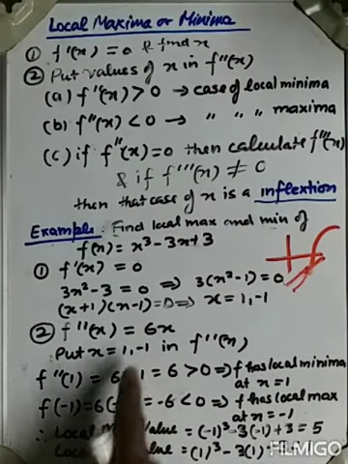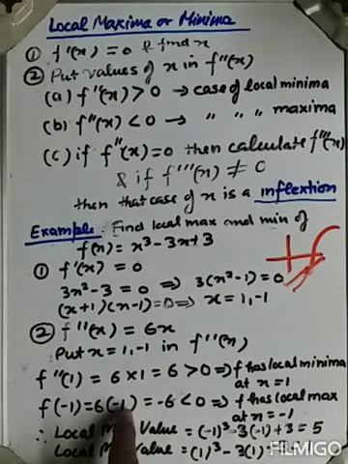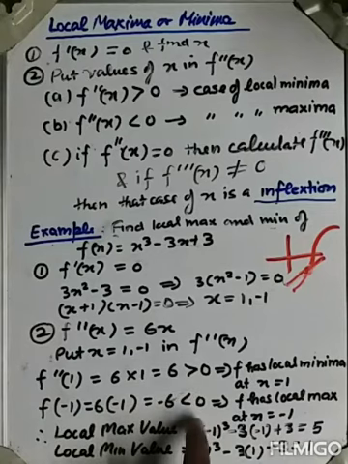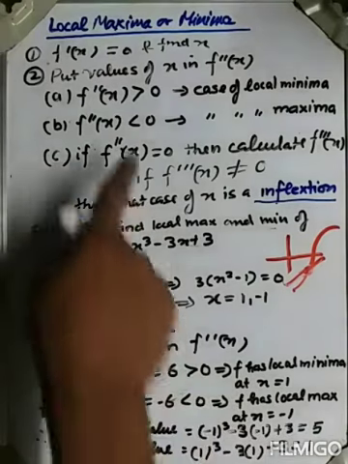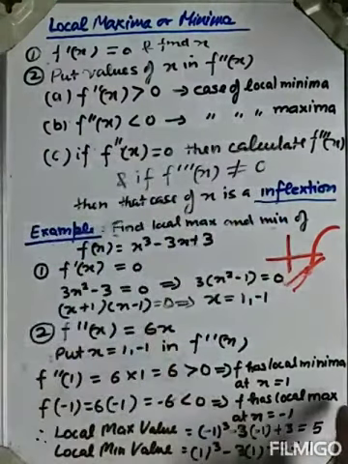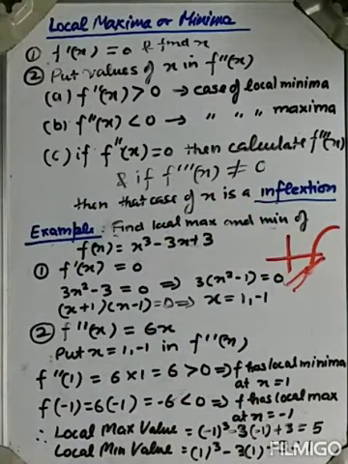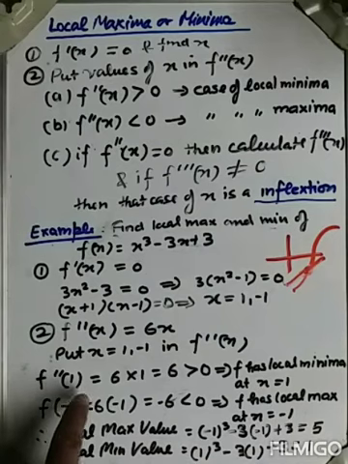On putting x equals minus 1 in 6x, 6 into minus 1, this is less than 0. Whatever value we get, we have to see whether it is greater than 0 or less than 0. So if it is less than 0, this is the case of local maxima. So now we have got the point of minima and the point of maxima.